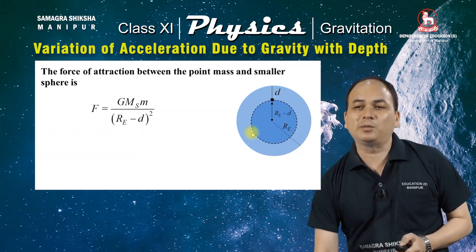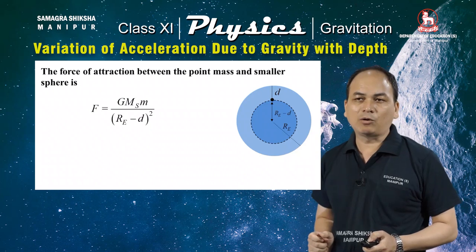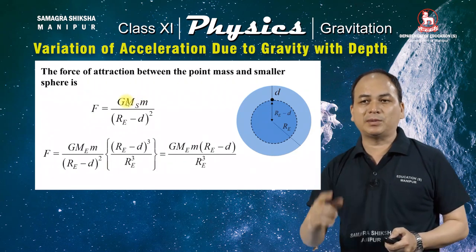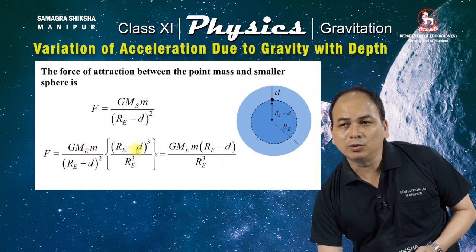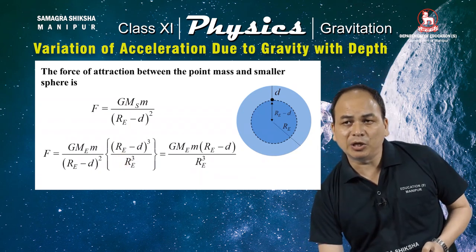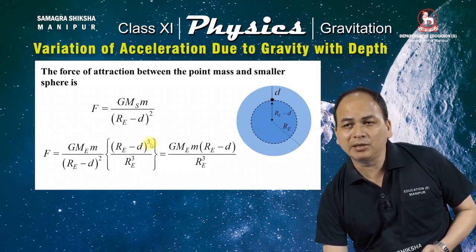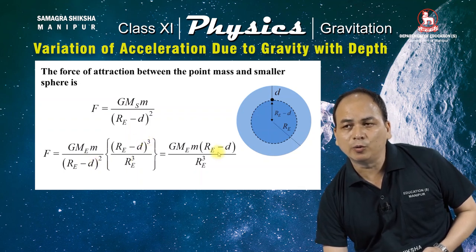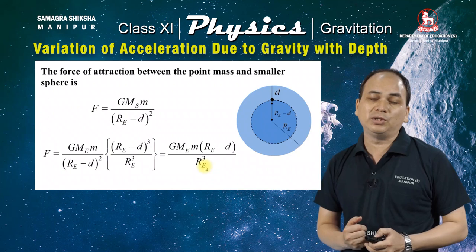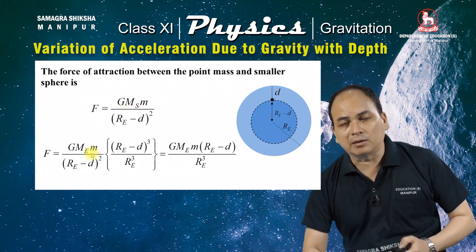In that case, the force of attraction between this small mass and the smaller sphere is given by G Ms m divided by (Re minus d) squared. Now put in the value of Ms from the relation. With simple manipulation, (Re minus d) cube and the square cancel. At the same time, G Me divided by Re square gives the value of g on the surface of the earth.